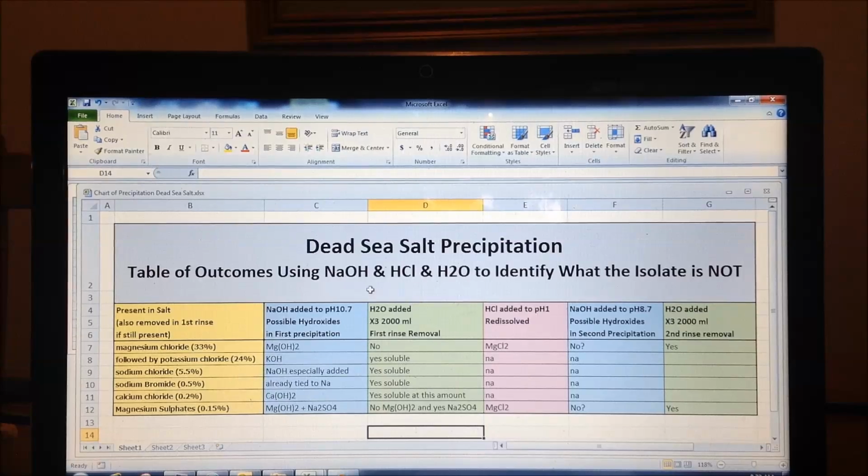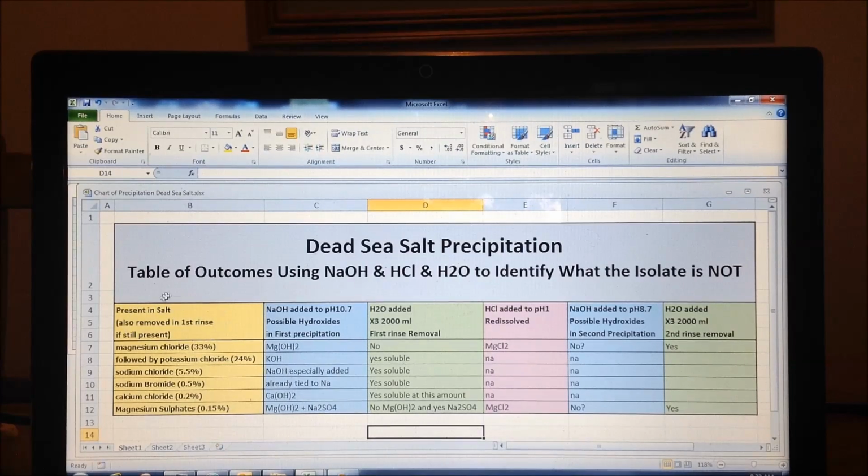And meanwhile, let's have a look at some charts, and then we'll go straight towards the latter part of this experiment. This is a table of all the possible reactions I could find using Dead Sea salt precipitation. So it's a table of outcomes using sodium hydroxide, hydrochloric acid and water, which are the only inputs apart from the Dead Sea salt itself, and to try and identify what the isolate is not. That's our attention, our task, knowing what has gone into it, what is it that we're left with.